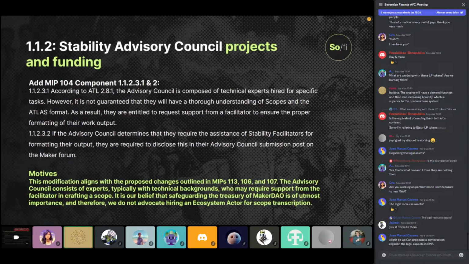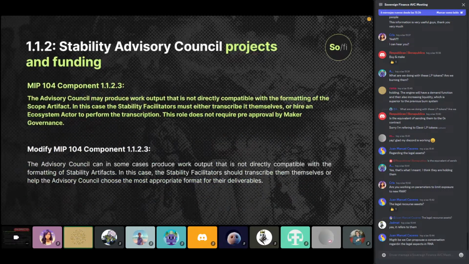Yeah, so essentially, my opinion is that this article, to my understanding, is meant to lower the barrier to entry for new potential advisory council members, because obviously not everybody is well informed about how exactly the Maker governance works, and in what exact form their work should be provided.